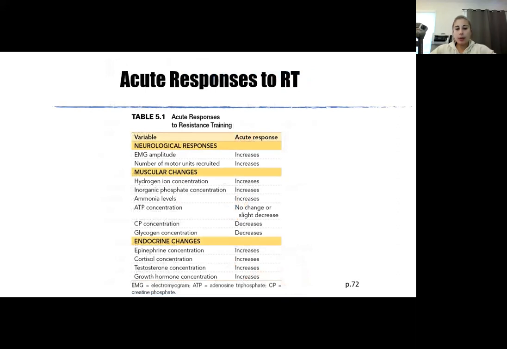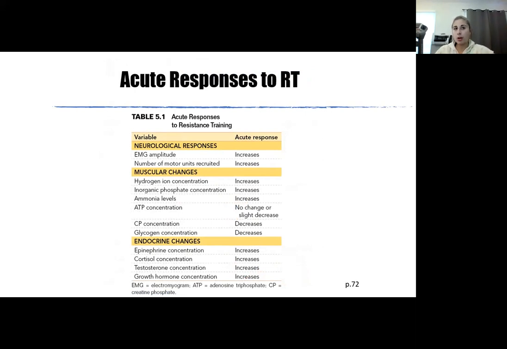So we're going to talk about some acute responses and then chronic responses to resistance training. And so we know acute is what happens right away. And I'm just going to highlight some important ones. You don't need to know everything in the chart. And this is straight from your textbook of just some cool things that happen.